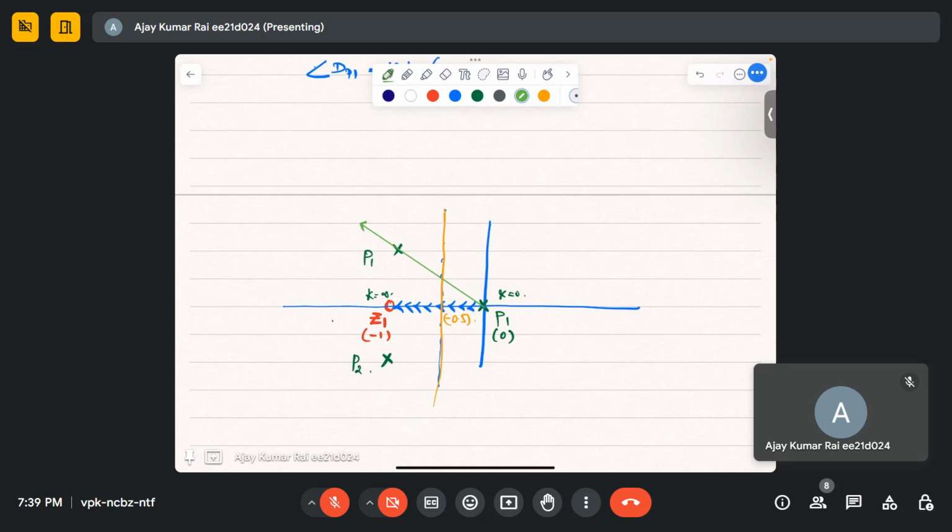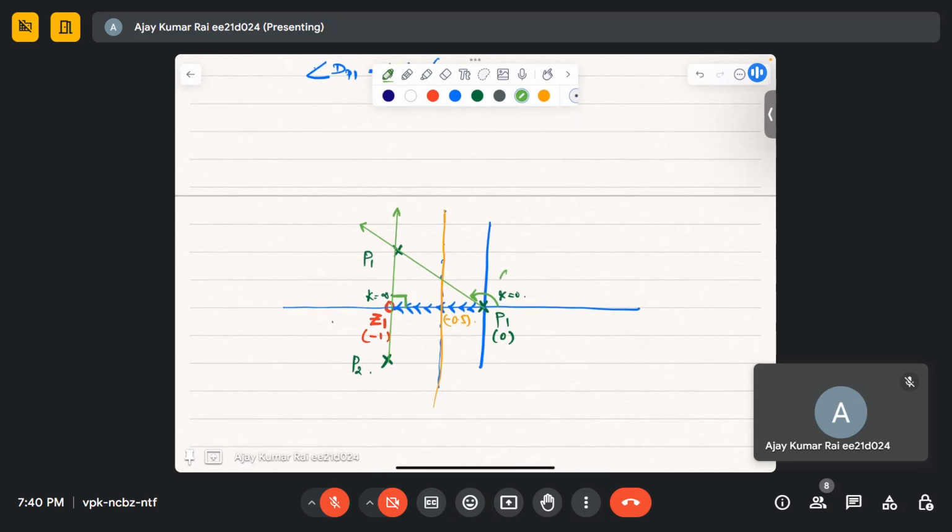So this is one angle, right? And the other angle will be this one. This will be another angle. This is with respect to 0. This will be one angle and we have to add this. So I'm writing this angle as P1 and P2.